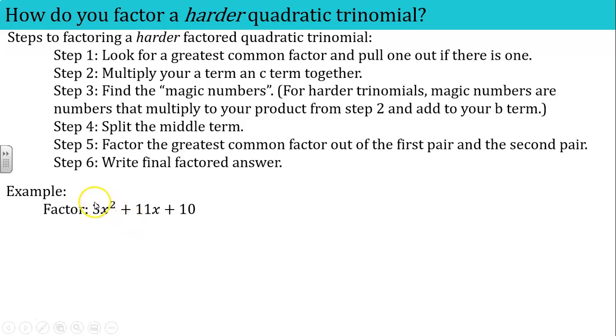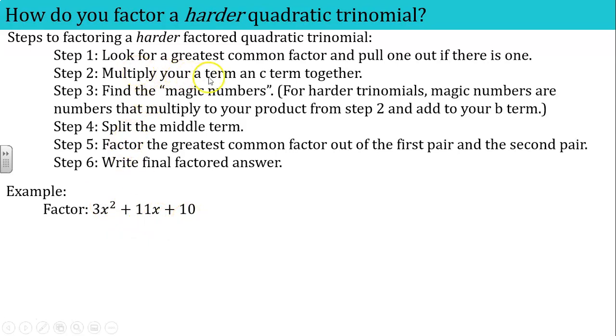And the last problem, we could get rid of this coefficient by dividing all the terms by 3. But we can't do that in this problem because 11 is not divisible by 3, and neither is 10. All right, so step 1, look for a greatest common factor and pull one out if there is one. There is no greatest common factor. There's nothing that divides 3, 11, and 10. So step 1 is already done in this example.